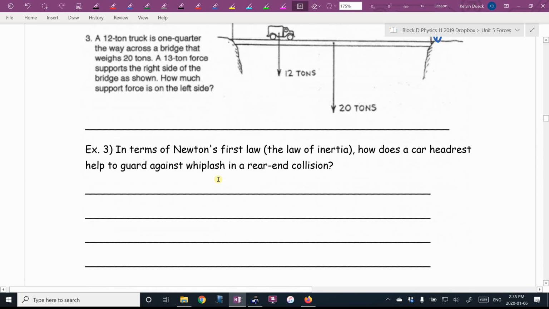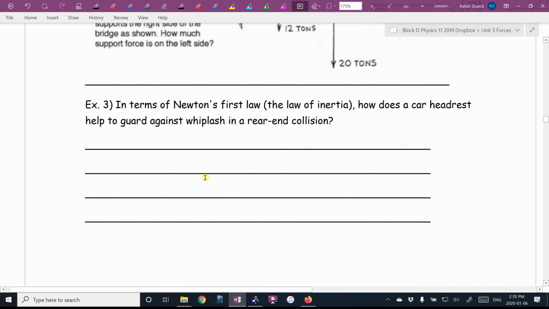Hey, in terms of Newton's first law, the law of inertia, how does a car headrest help to guard against whiplash in a rear-end collision? Your hint is, think about the subway sleeper video. So let's assume you're at rest, you're at a red light, and you get rear-ended. How fast is your head traveling right now at rest? As a number exactly. So how fast does it want to keep staying?